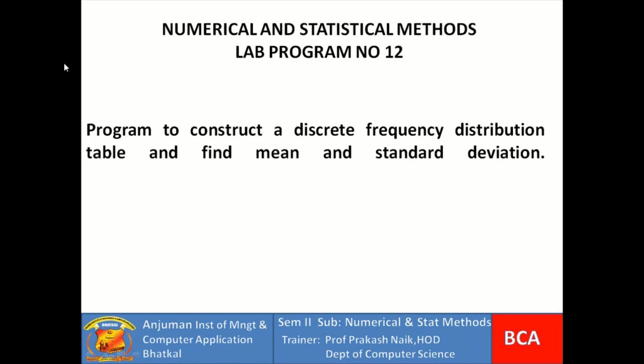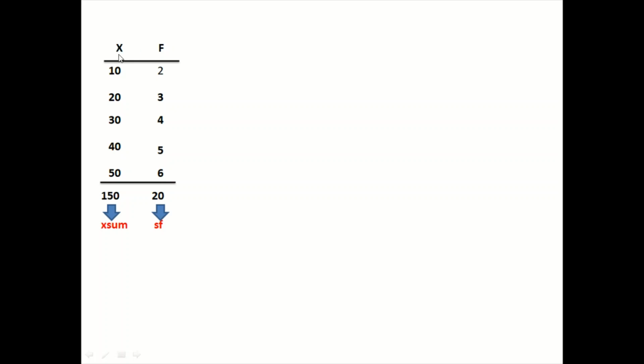So before I go to the program, let me understand how this program will work manually. Here I need two inputs of n values. I'll be inputting these to two arrays called x and f. I have an array x and my input values are 10, 20, 30, 40, 50.